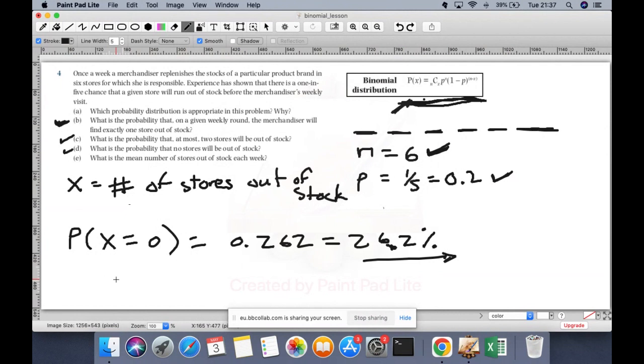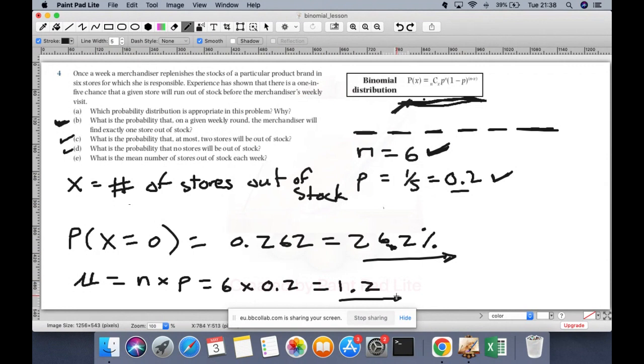Now, for binomial distribution, the mean or the average is represented by mu, right? It's your n times p, and that's how you find the average. So n is 6, so 6 times, and your p is 0.2, and if you multiply that, the answer is 1.2. That's what your average is. So on average, there's about 1.2 stores out of stock each week. You can leave the decimal.